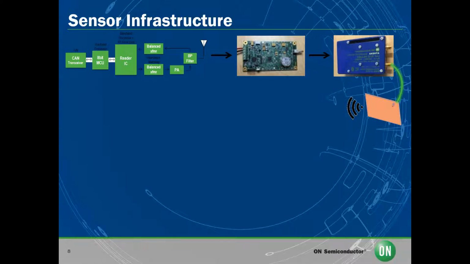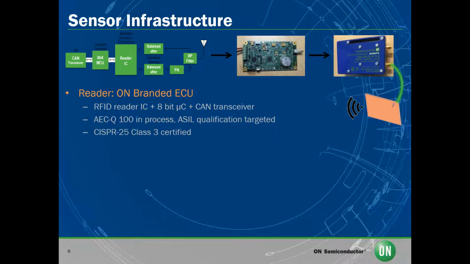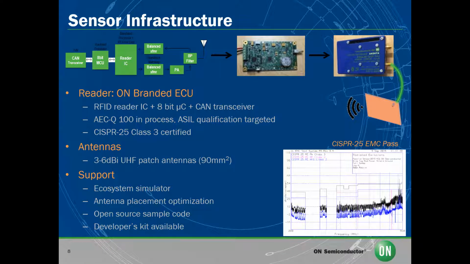I would now like to show you some of the specifications for the smart passive sensors. The reader itself is an on-branded ECU which includes an RFID reader IC, 8-bit microcontroller, and a CAN transceiver. AEC Q100 is in process with ASIL qualification targeted, and the unit itself is CISPR 25 Class 3 certified. The antennas are 3 to 6 dBi ultra-high frequency patch antennas. And the whole system is supported by an ecosystem simulator along with antenna placement optimization and open source sample code as well as development kits included.